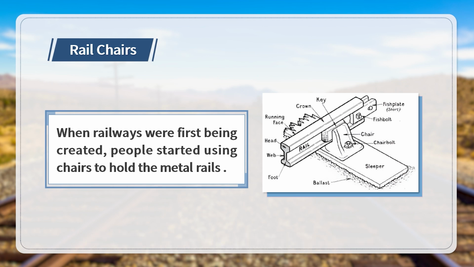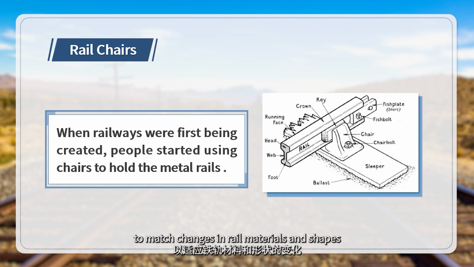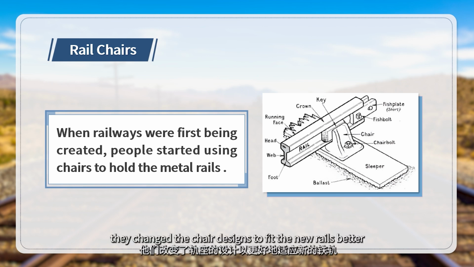As railways grew and technology got better, they made different types of chairs to match changes in rails, materials, and shapes. For instance, when they switched from iron to steel rails, they changed their chair designs to fit the new rails better.